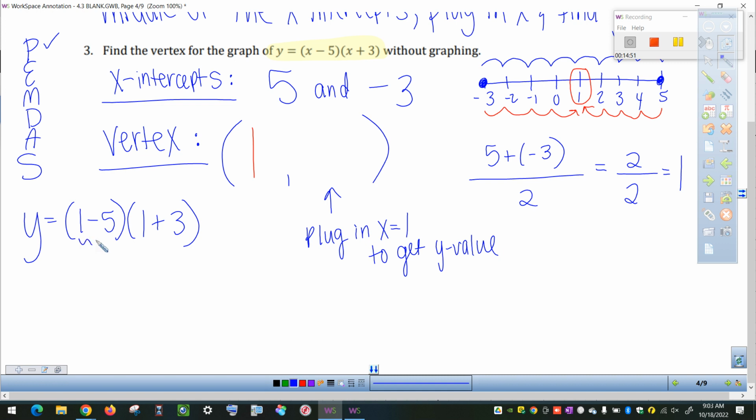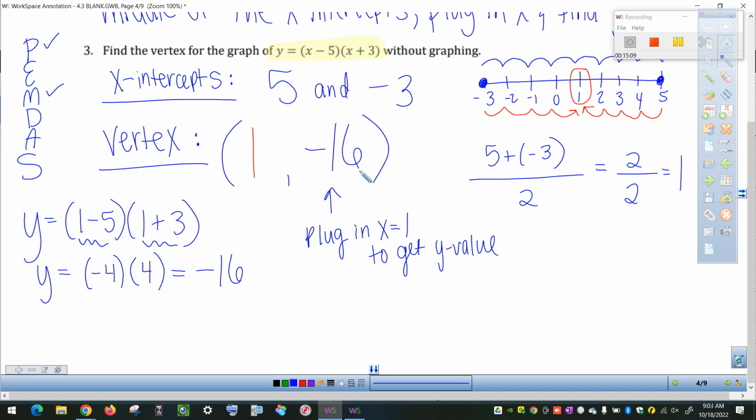So we can start by doing 1 minus 5, and we're going to get negative 4. Over here, 1 plus 3 is positive 4. Now we can do the final step of multiplying. So negative 4 times positive 4 is going to give us a y value of negative 16. And we're just going to plug that in for our vertex.